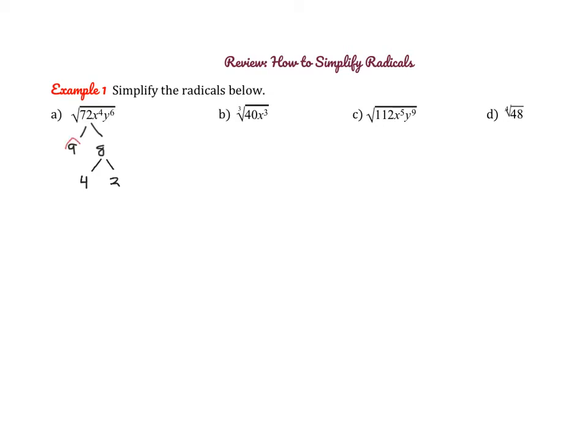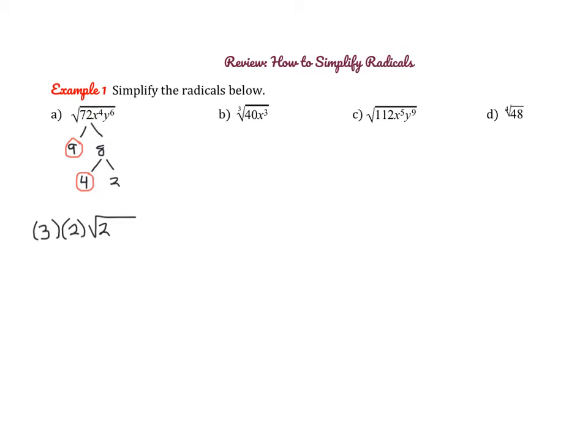So this will simplify. The square root of 9 is 3, so that's going to go to the outside of our radical. And the square root of 4 is 2, so that will also go to the outside of our radical. And then you can see what we have left behind is simply this 2.